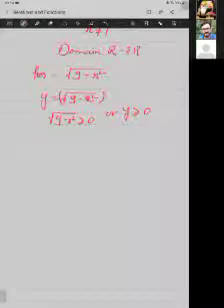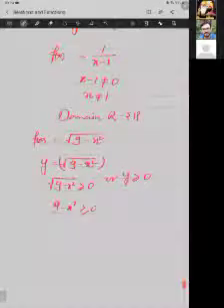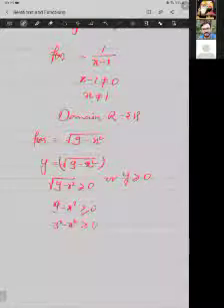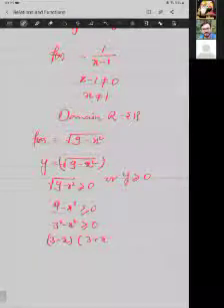So now squaring both the sides, it will be 9 minus x square greater than or equal to 0. 9 can be written as 3 square, so 3 square minus x square will be greater than or equal to 0. This will be 3 minus x into 3 plus x, which will always be greater than or equal to 0.